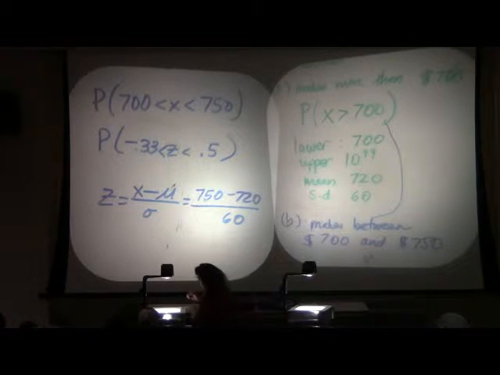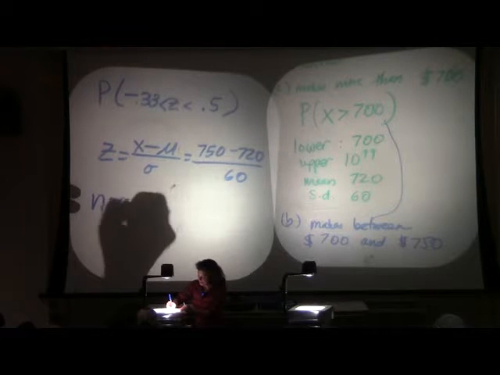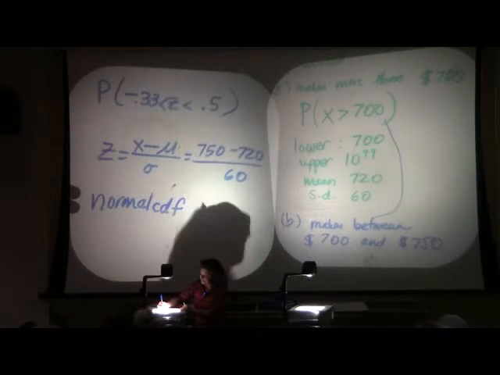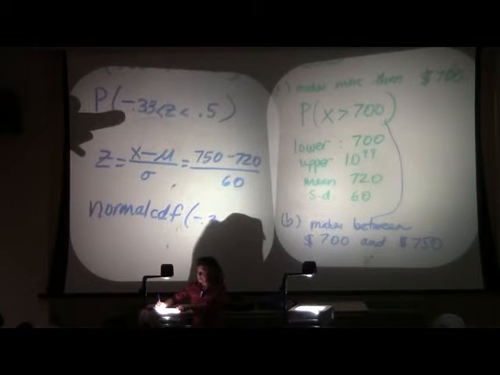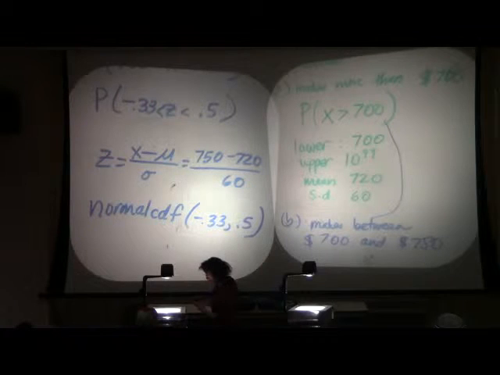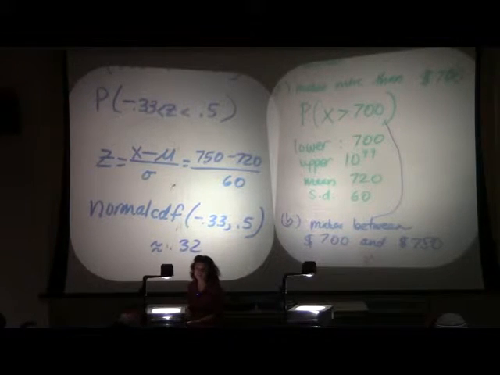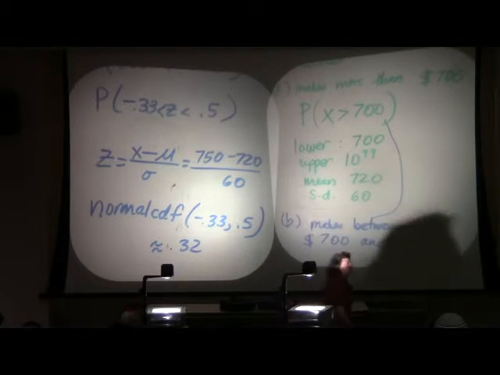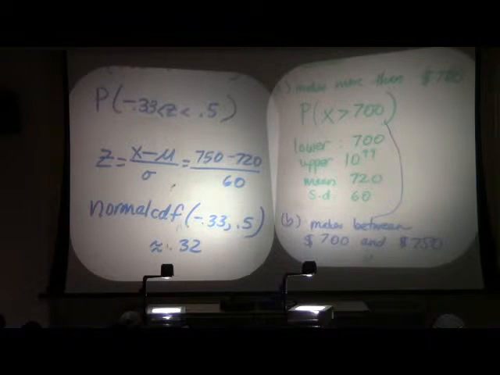All right. So what would we plug into our calculators? We would do normal CDF. My lower bound is negative 0.33, and my upper bound is 0.5. You guys with me? So let's do the computations and make sure we get the same thing. You should get about 0.32. You okay? Any questions this far?